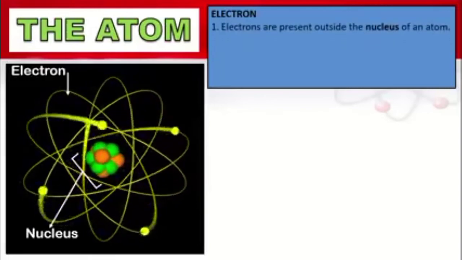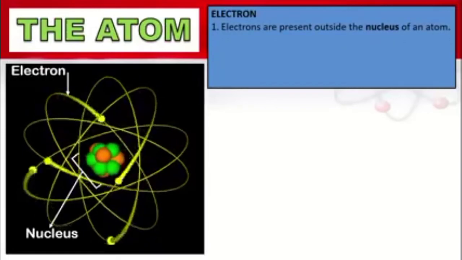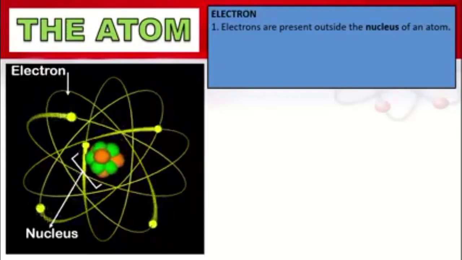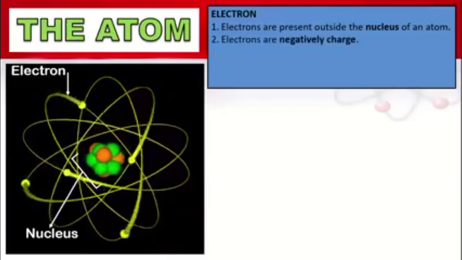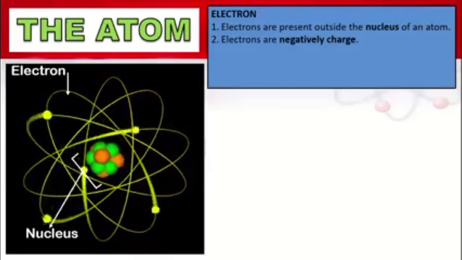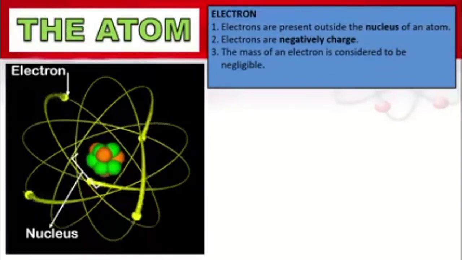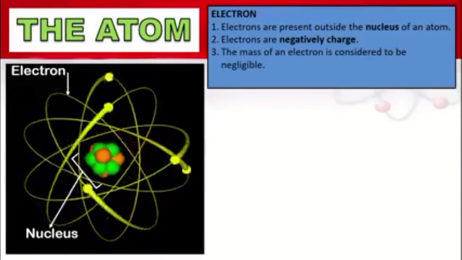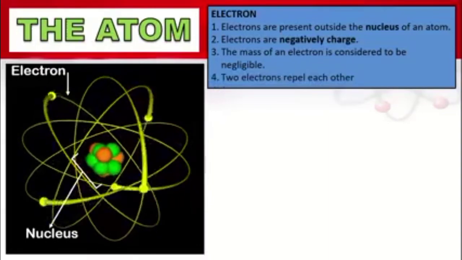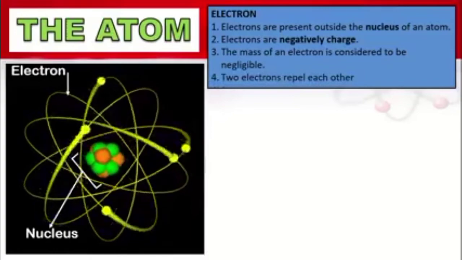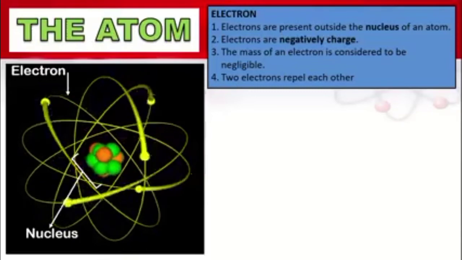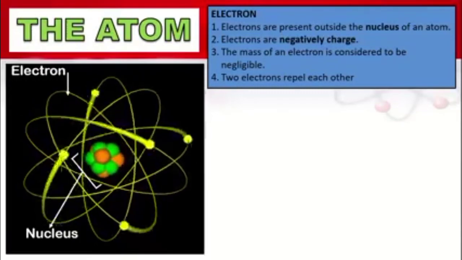Electrons are the subatomic particles surrounding the nucleus of an atom. It is outside the nucleus of an atom. An electron is negatively charged. It has a charge of -1. They are also light compared with the protons and neutrons. Two electrons repel each other. The number of electrons in an atom is equal to the number of protons. That is why atoms are electrically neutral.